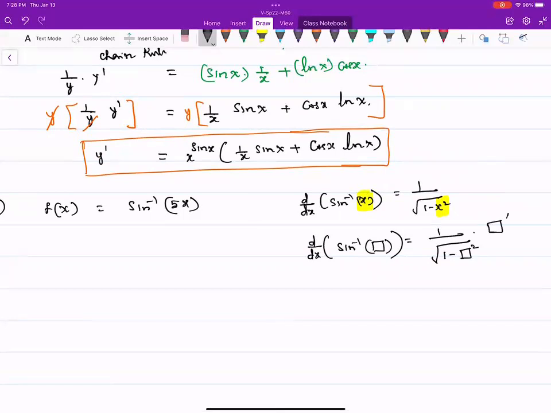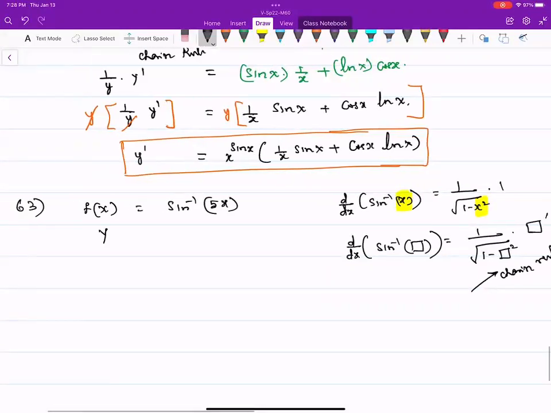So if you take the derivative of x, which will be 1, okay? Because it is 1 in this case, we don't write that. But if it is something else in the box, then we have to find out the derivative of that. This is coming from the chain rule, outer derivative times inner derivative.